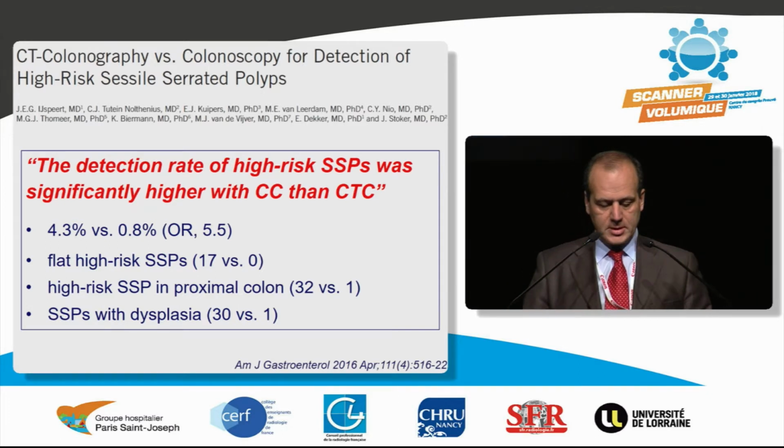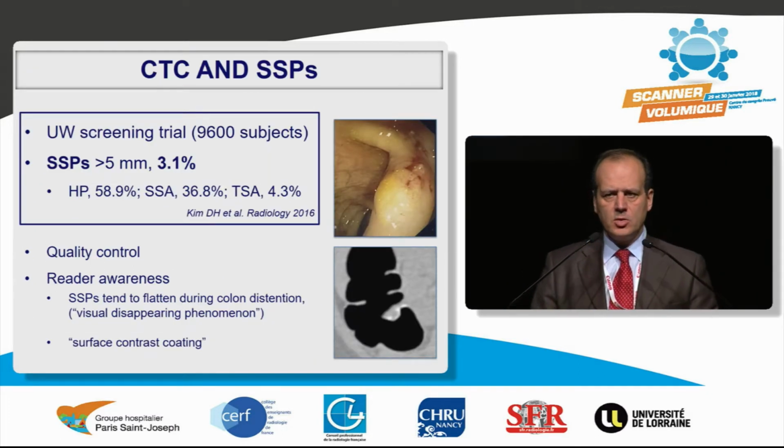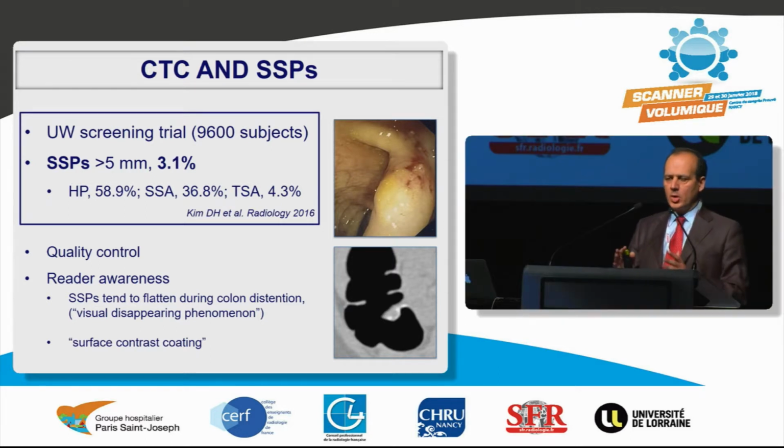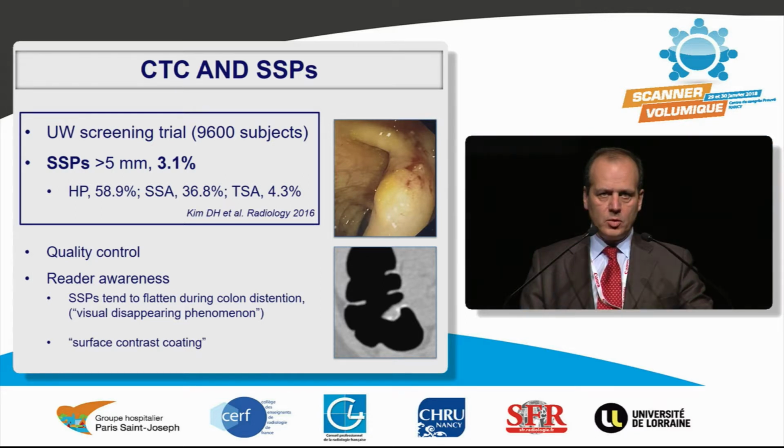More encouraging results were published in the same years by the University of Wisconsin, where the overall detection rate for serrated polyps for CTC was 3%. So if you consider that more or less the prevalence should be around 4 or 5%, we are not that bad. Of course, to detect a serrated polyp in the right colon, you need to have a high-quality examination.